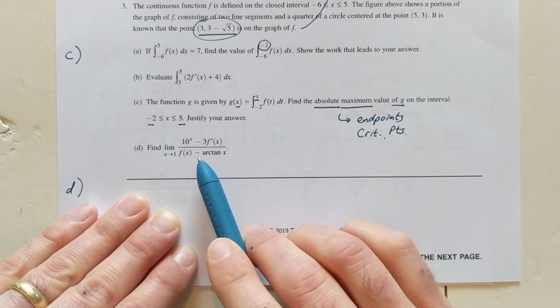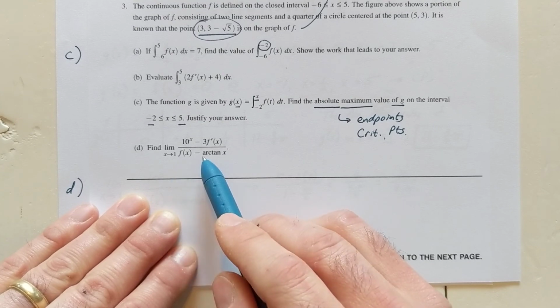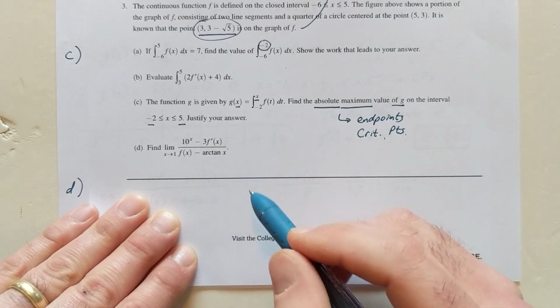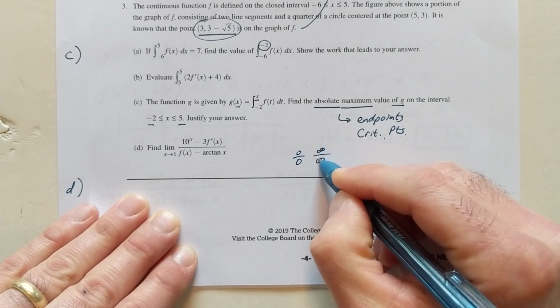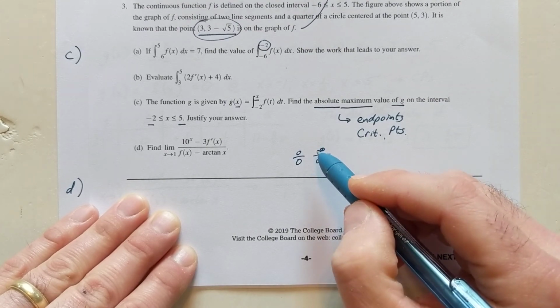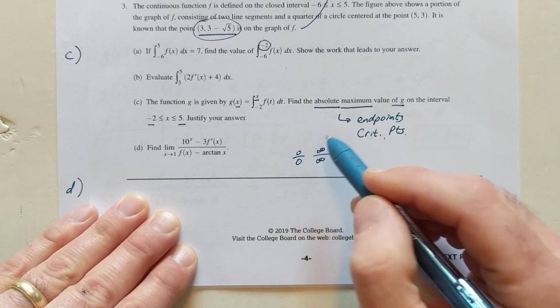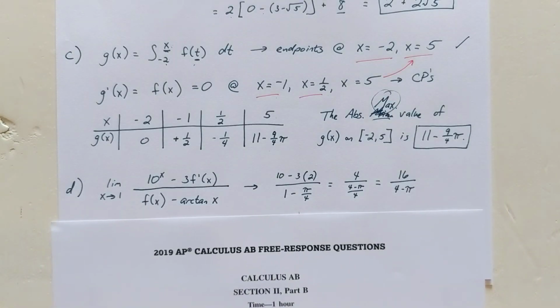You should never assume that L'Hopital's necessarily works without trying direct substitution first and making sure that you don't get either 0 over 0 or infinity over infinity. If one of those two cases happens, that's when you want to do L'Hopital's rule. So I decided to check that real quick and see what would happen here in part D. So let's take a look at that.